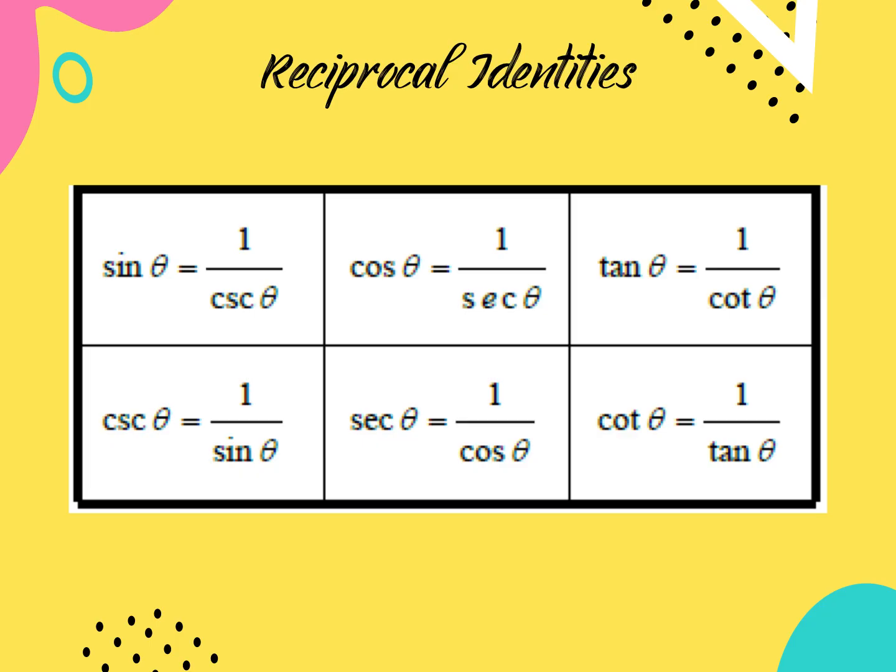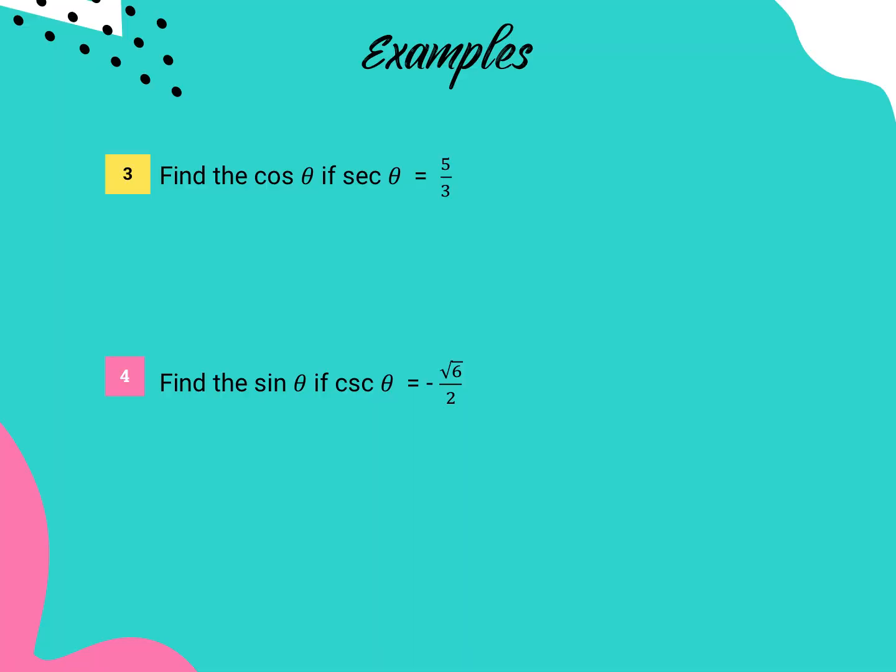All right. We kind of already discussed this a little bit. These are your reciprocal identities. It just says that sine, cosine, and tangent, if you were to flip them, you get cosecant, secant, and cotangent. So we'll use this idea in the next page. Let's say I give you a secant value, like I do in number 3, and I ask you to find the cosine. Well, I already know that cosine and secant are reciprocals of each other, so all I have to do to find cosine is flip it. It's going to be 3 over 5. And it's as simple as that.